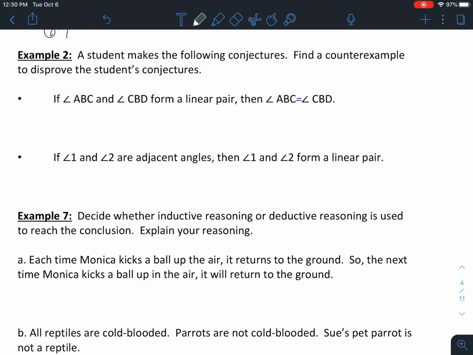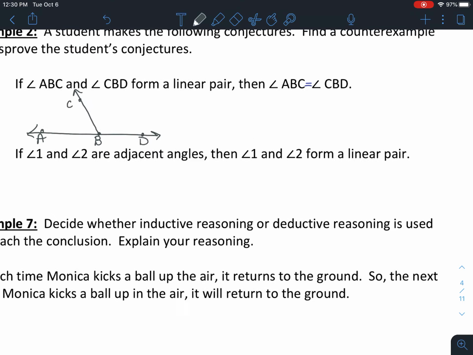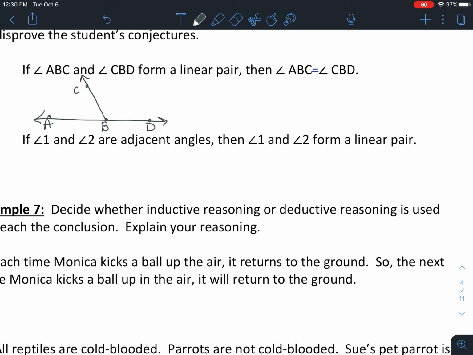It says angle ABC and angle CBD form a linear pair. So let's draw what that would look like here. I'm going to put A here. B goes right there in the middle. And then here's going to be my C. And then C, B, and D. Perfect. Okay. So using this, they form a linear pair. That means that ABC, this angle, is equal to CBD, this angle.